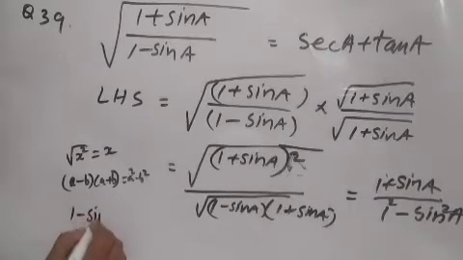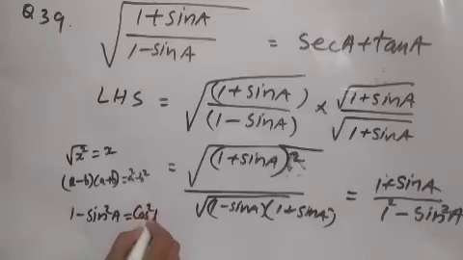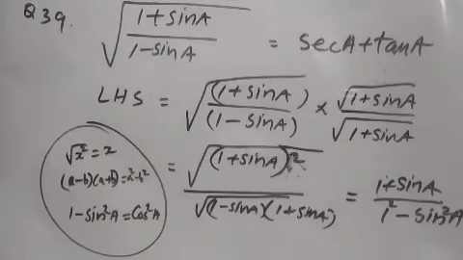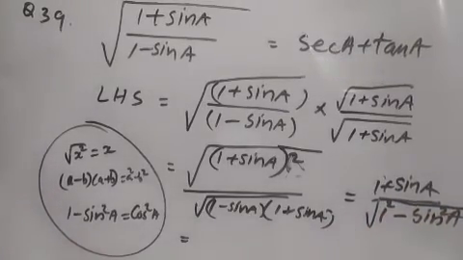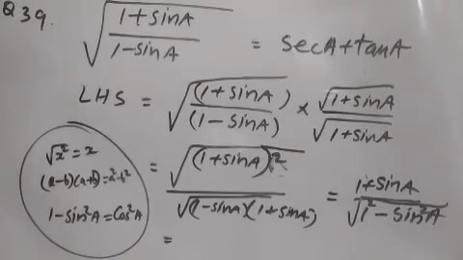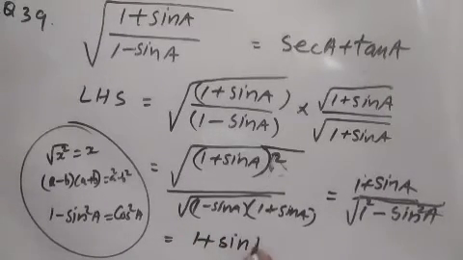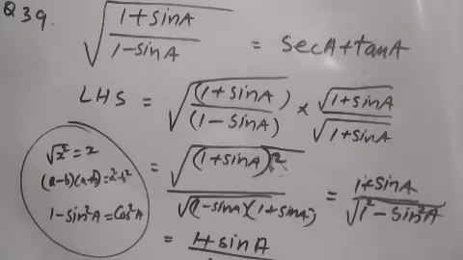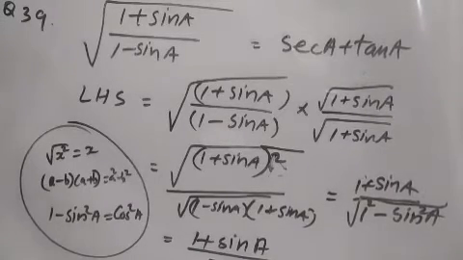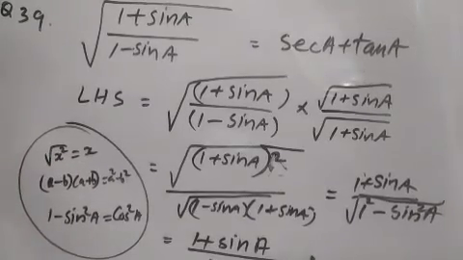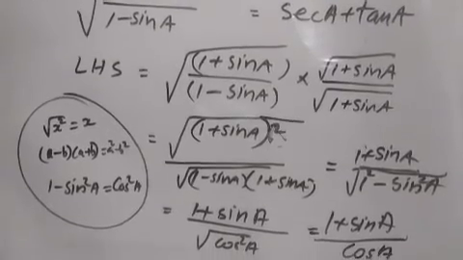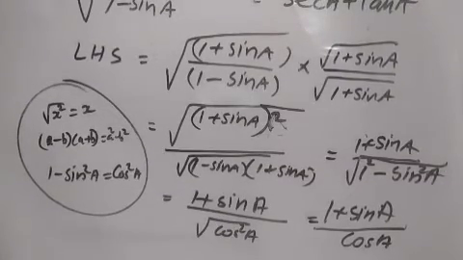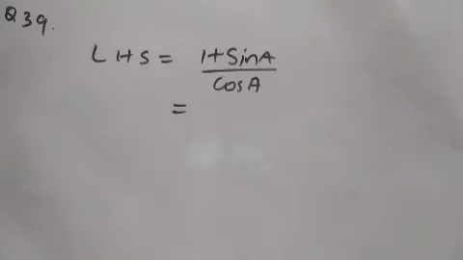What is 1 minus sin square A? Yes, we know that 1 minus sin square A is cos square A. We learned that identity, no? So here, square root of 1 minus sin square A is square root of cos square A. What is square root of x square? That is x. So this changes to 1 plus sin A by cos A. So we got LHS as 1 plus sin A by cos A.